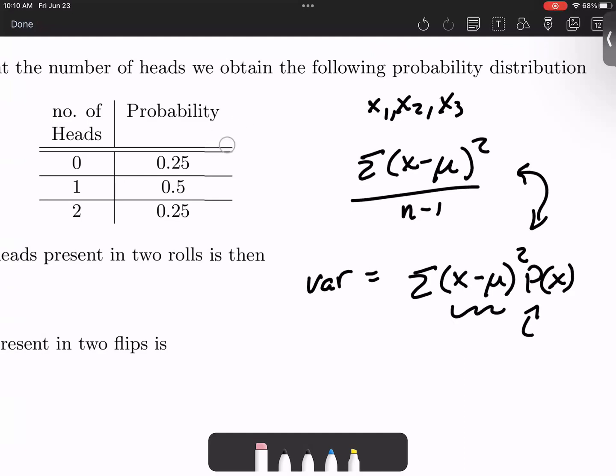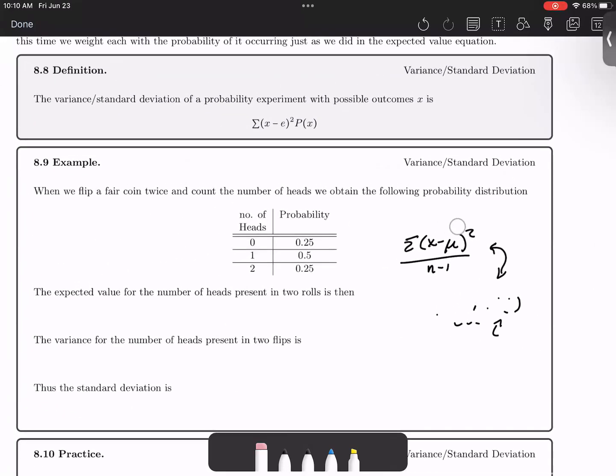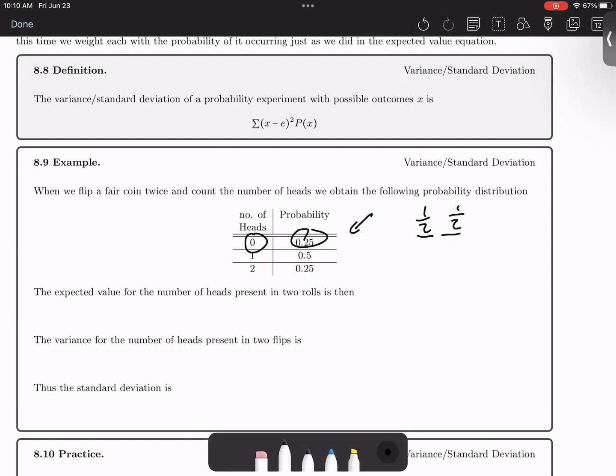Let's go through this. Our first question: we flip a fair coin twice and we count the number of heads and obtain the following probability distribution. Because we just recently introduced probability distributions, I won't spend a lot of time going through this, but if you're flipping twice and counting the number of heads, the way to get 0 heads is a tail and a tail. So you get 1/2 times 1/2, that's 1/4. The way you can get 1 head, there's 2 different ways to do that. You can get a head and then a tail, or a tail and then a head.